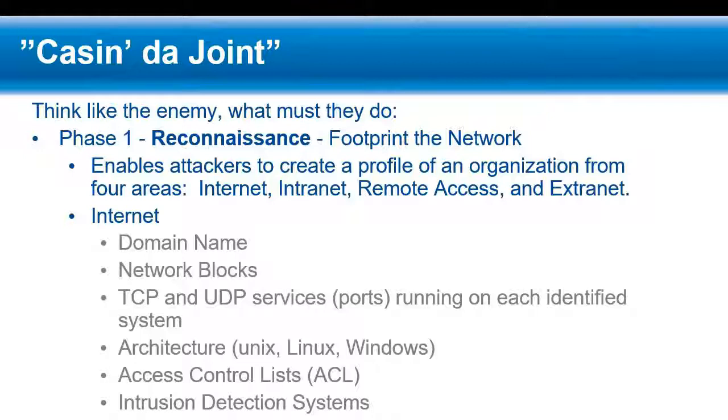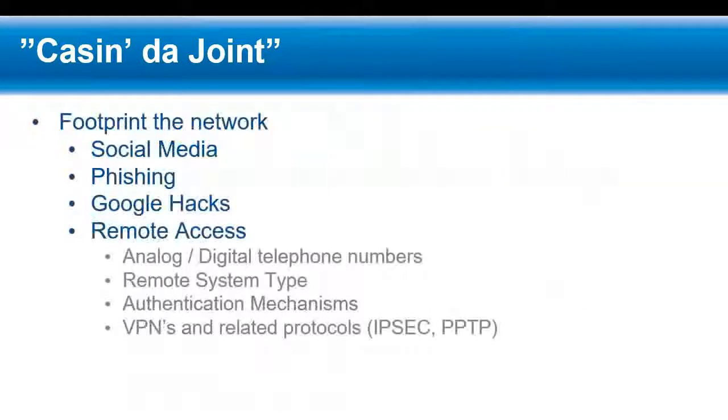I'm going to show you some Wireshark filters that we can use to retrieve any DNS zone transfer. So let's just take a look here. Some of the other things that we want to do as part of casing the joint is footprint the network. Social media gives us some easy access. Phishing, Google hacks, remote access. Is there any remote access? So we're going to take a look at this in Wireshark.